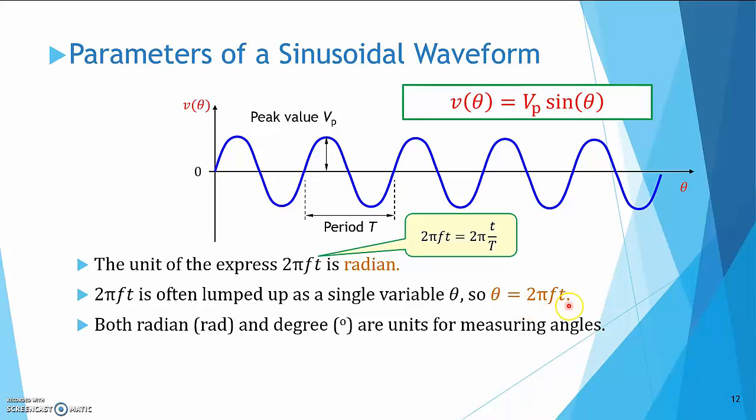Conceptually, the expression 2πft can be treated as an angle. An angle is measured in units of radians and degrees. Very soon you will learn to convert radian to degree and degree to radian.